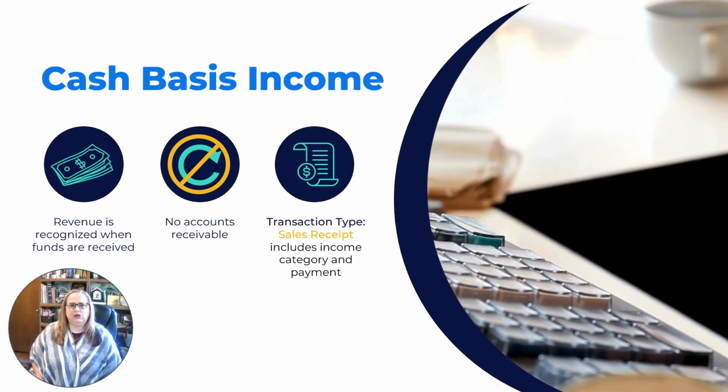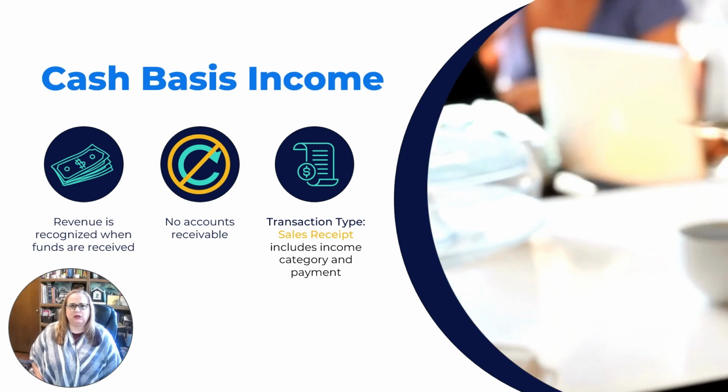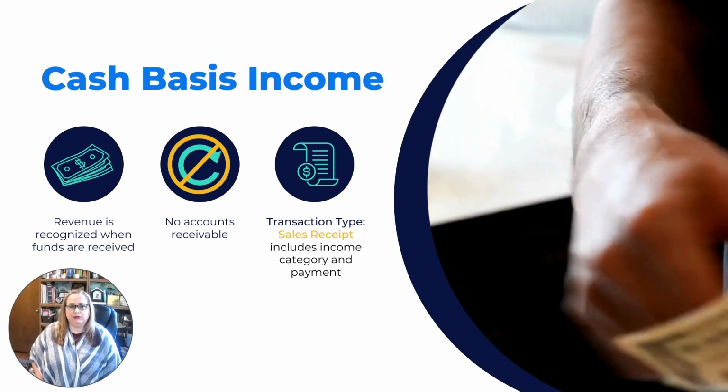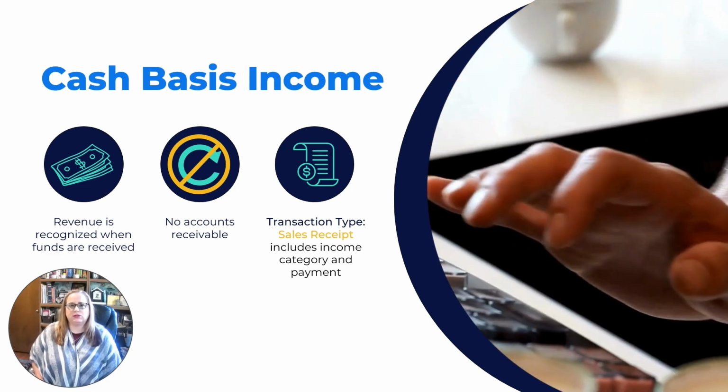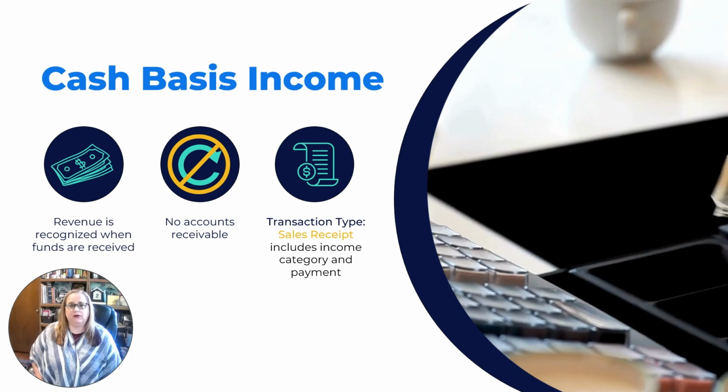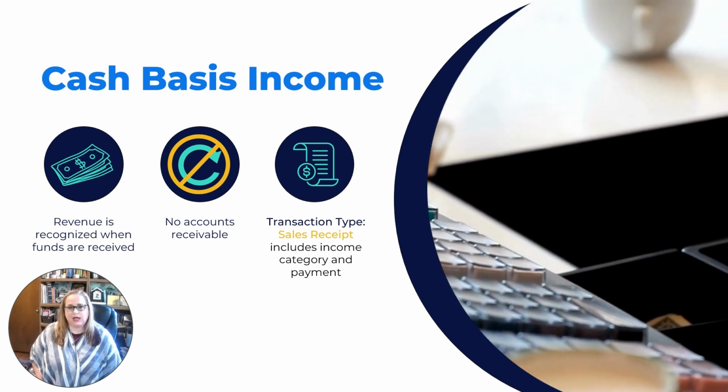So think about when you go to the store and buy groceries. You pay at the checkout and you get a receipt. That is called a sales receipt because you paid at the time of the purchase. That's cash basis.